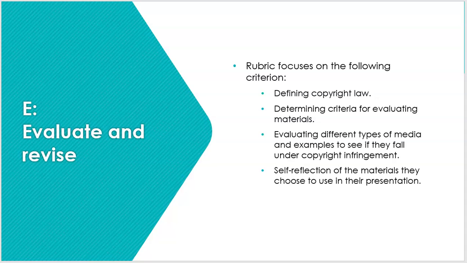The E part of the ASSURE model asks us to evaluate and revise. So there's a rubric which focuses on 4 different criteria for the students. It evaluates whether or not they're able to define copyright law correctly, explain it well, determine the criteria for evaluating materials, and then evaluate those different types of media to see if they fall under copyright infringement, and then also some self-reflection of the materials that they chose with their presentation to see whether or not it fits within the guidelines that they have drawn up for themselves.